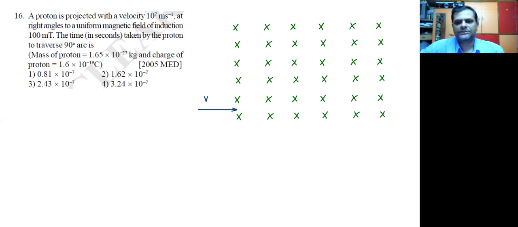Okay, so it will just perform a circular motion as soon as it enters into the magnetic field. So at some point it will just cover a 90-degree angle and we have to find out the time interval for that. For example, if you want to draw the diagram carefully, तो इस तरह से कुछ होगा वो.